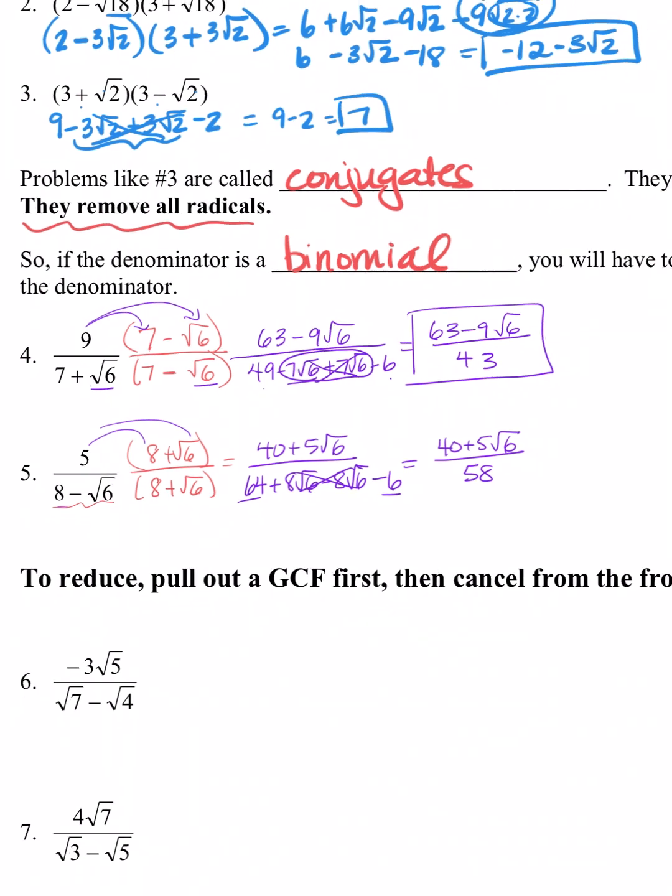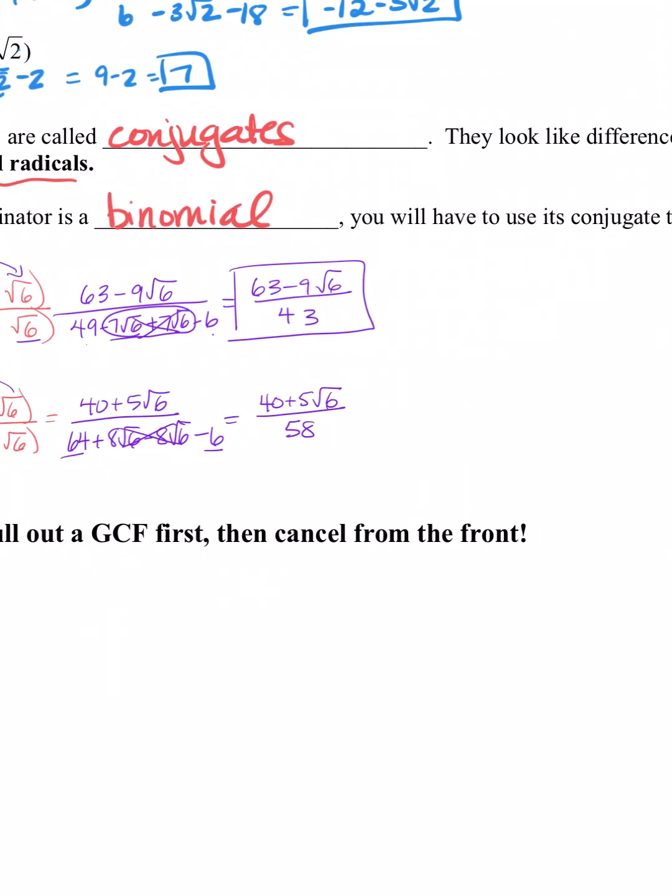Now, I can look at this and go, oh, look, I can take a GCF out of the top, right? I can take a 5 out of those two terms and reduce it a little bit, maybe. So if I do that, I'll have 8 plus the square root of 6 over 58. But if you notice, this does me no good. I can't divide 58 by 8, so that does me no good. So if you've realized that you've done all that work and it doesn't do you any good, then don't leave it here. Leave your answer here if it doesn't reduce.